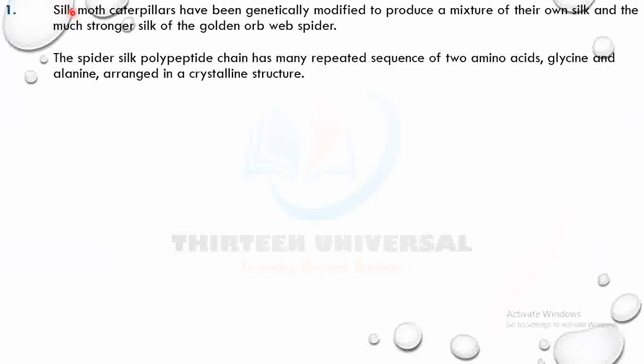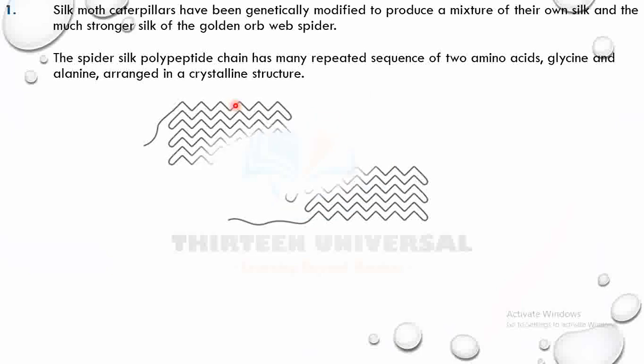Look at the first question. It says silk moth caterpillars have been genetically modified to produce a mixture of their own silk and the strongest silk of the golden web spider. The spider silk polypeptide chain has many repeated sequences of two amino acids, glycine and alanine, arranged in a crystalline structure. So this question seems to be from biological molecules, but it's okay. Let's solve it.